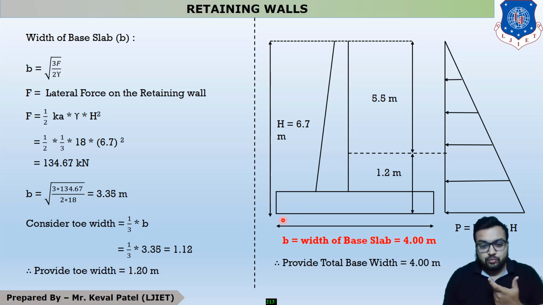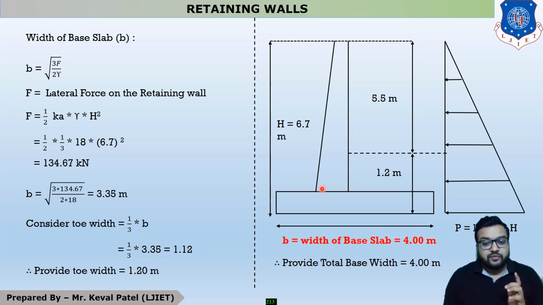It means we have to provide this value as 3.35 meter. But first of all, we have to provide this width. This width is called the width of toe slab. So our equation of width of toe slab is B divided by 3, the 1/3 portion of total width of base slab. So our 1/3 value is 1.12. It means we have to provide minimum 1.12 meter. So for factor of safety, we have to provide 1.20 meter.